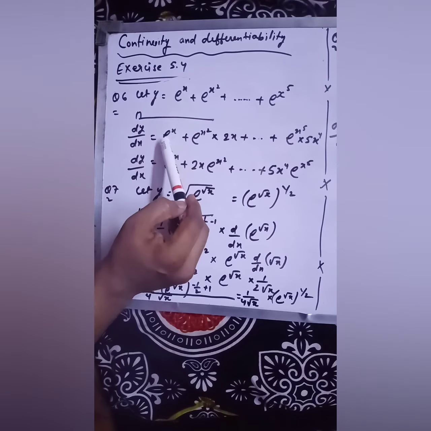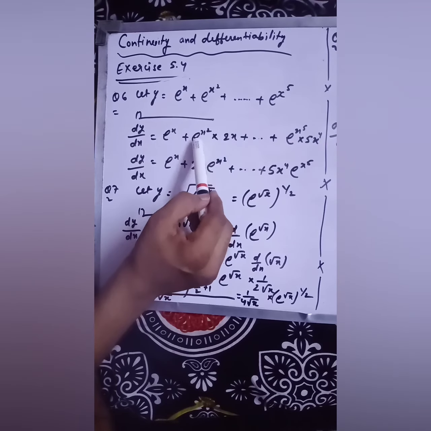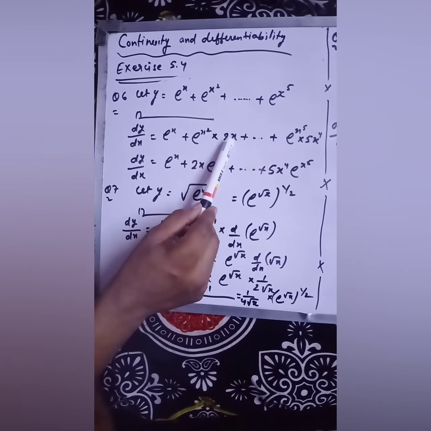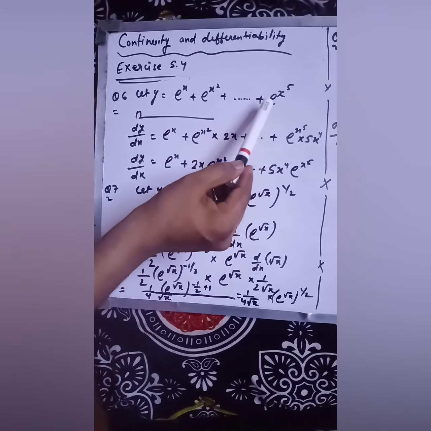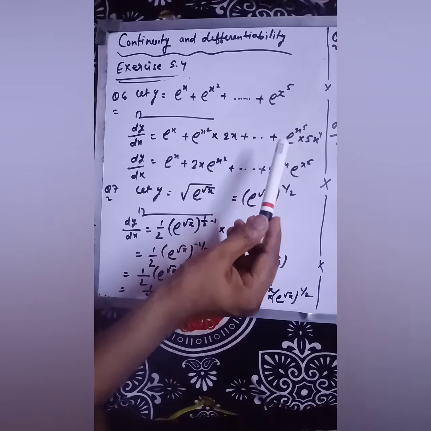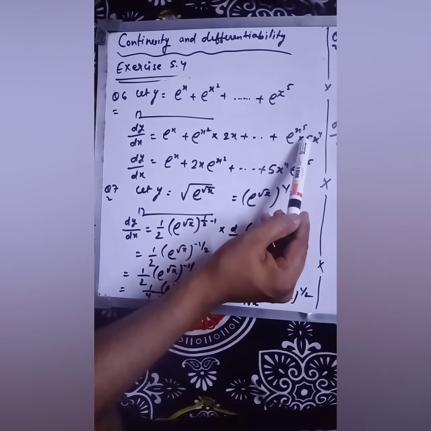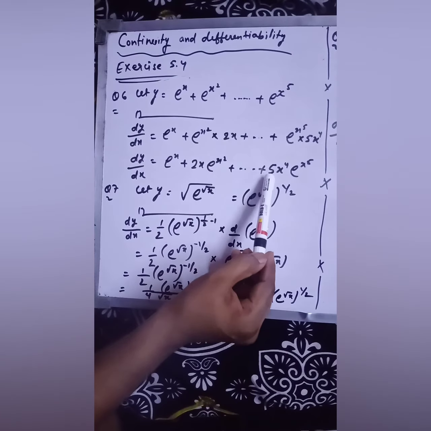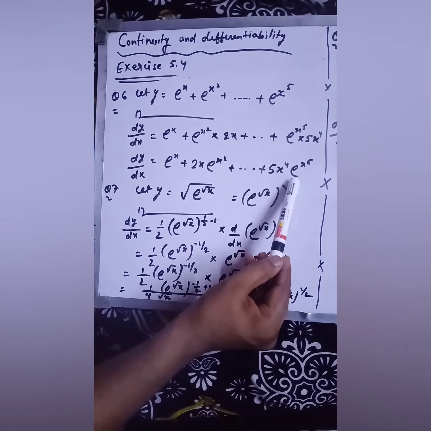So the derivative of e raised to power x will remain e raised to power x, plus the derivative of e raised to power x square will remain e raised to power x square into the derivative of x square, that is 2x, plus dot like this. You have to copy it, plus, and at last it is e raised to power x raised to power 5. Okay, so it will remain the same, and the derivative of x raised to power 5 is 5x to the power 4. Fine. On simplification, you have to write this, and this will be the final answer. Got it?